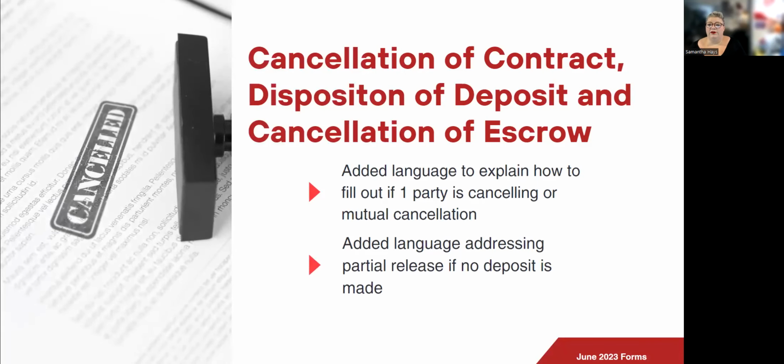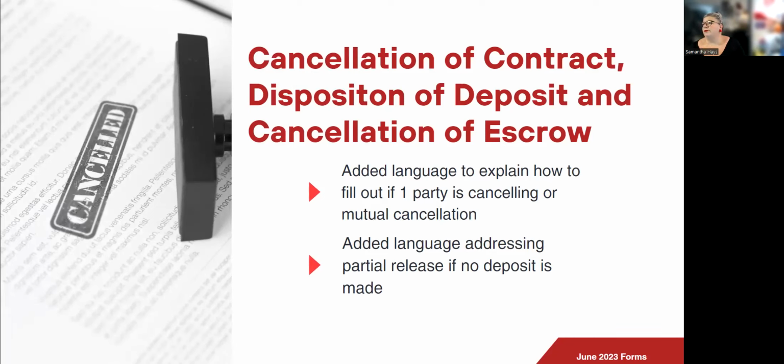Clarification in the cancellation of contract and release of deposit. We're adding language to explain how to fill out the form if only one party is canceling or if it is a mutual cancellation. Also adding language to address a partial release if no deposit is made.